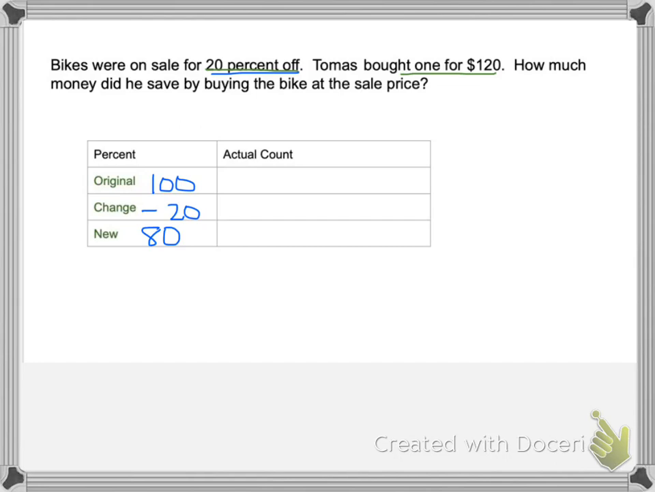Now, let's go on to what they also told us. Thomas bought one for $120, so he bought it when it was on sale, right? So that 120 goes down in my new column, because that's what he actually paid for it after the sale price. Now, what is it asking me? It said, how much money did he save by buying the bike at the sale price? Well, my change will go here, because I want to know how much I saved. So we can set this up as an equivalent fraction. I have information here and I have information here. So we're going to put 20 over 80 is equal to X over 120. Excuse me, 120, not 180. I apologize.